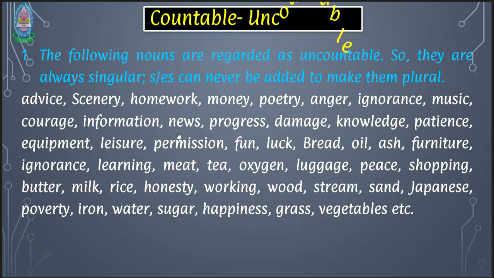So the following nouns are regarded as uncountable. So they are always singular. As they are uncountable, they are always singular. You can never use s or es to make them plural. You shouldn't try to make them plural. So the later part of the lecture contains this type of rules that are very important.